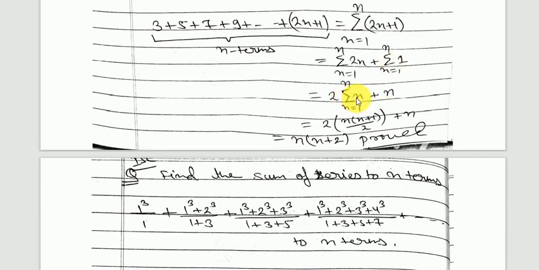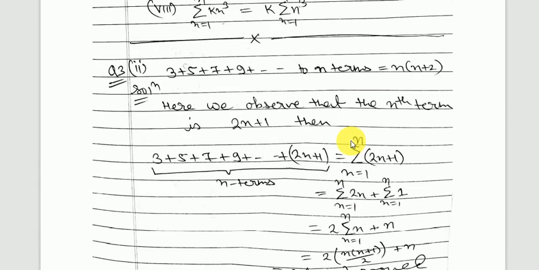And summation of n from n equal to 1 to n is nothing but n into n plus 1 upon 2. Okay, and then you get plus n here. Simplify this, then you are left with n times n plus 2. So here the sum of n terms for this series will be given by n into n plus 2.